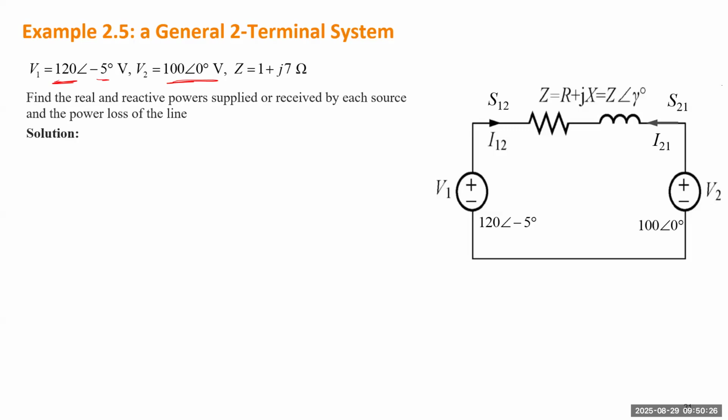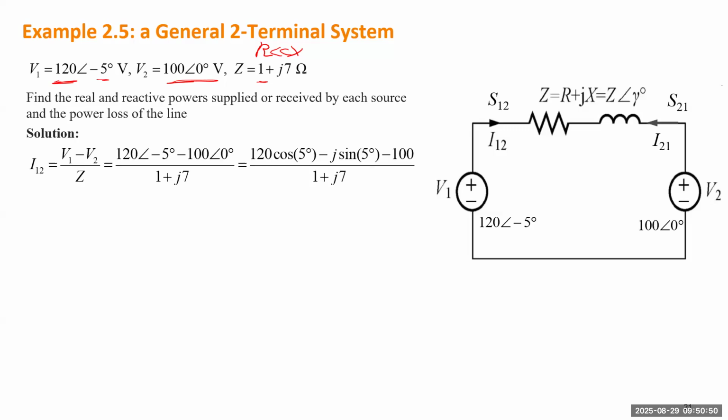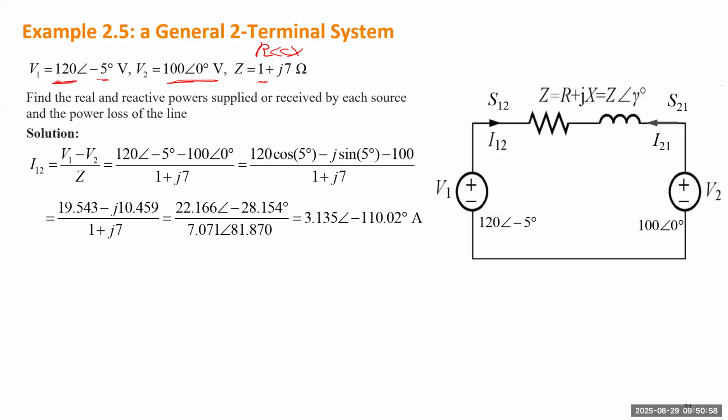And for the impedance, we have both R and X, but we intentionally make R much smaller than X, right? Which means this line is not lossless, but the loss is not a major part of the line. So we want to utilize the formulas from previous slides. For current, you just plug in V1, V2, and Z. After simplification, you can get this current.